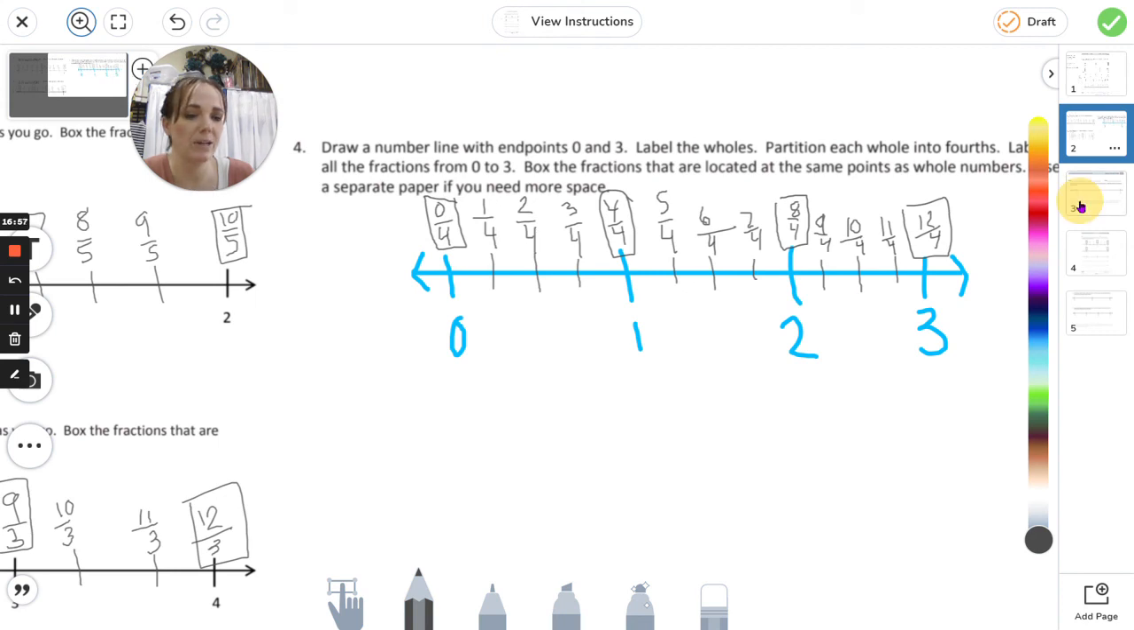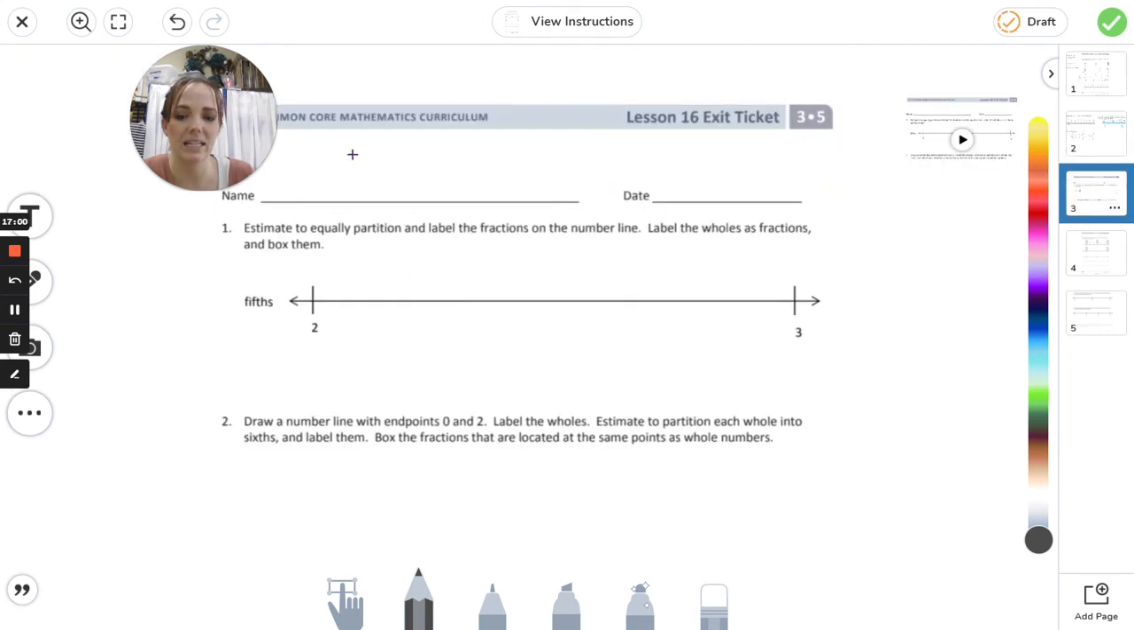And then let's go to page 3. Your exit ticket. Estimate to equally partition and label the fractions on the number line. Label the wholes as fractions and box them. So you're doing what we have been doing this entire lesson. Divide this number line into fifths. Pay attention. You are starting at 2 here.